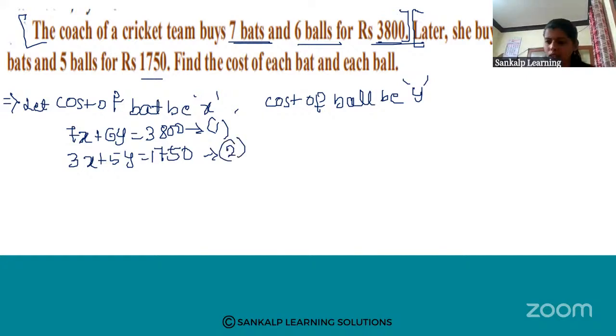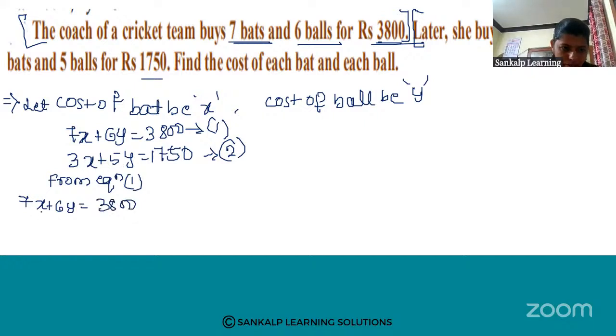Okay. Now, ನಮ್ಗೆ elimination method ಮಾಡಿದ್ರೆ so ಜಾಸ್ತಿ ಆಗುತ್ತೆ. ನಾವು substitution method ಅನ್ನ ಯೂಸ್ ಮಾಡೋಣ. Any one method you can use. So here I am using substitution method. From equation number 1, choose any equation. So I am using equation number 1. 7x plus 6y is equal to 3,800. So this is the equation number 1.